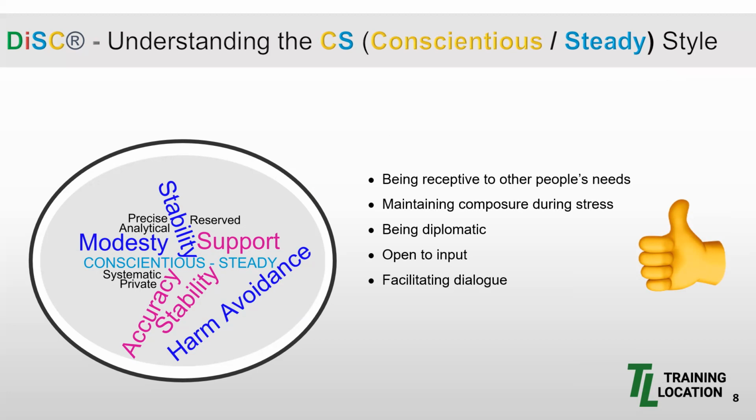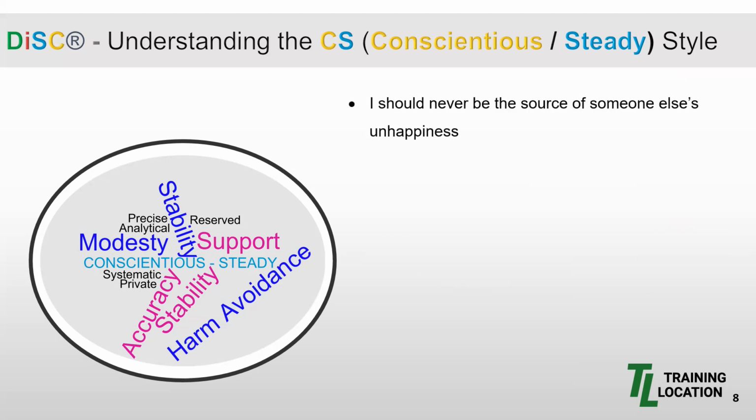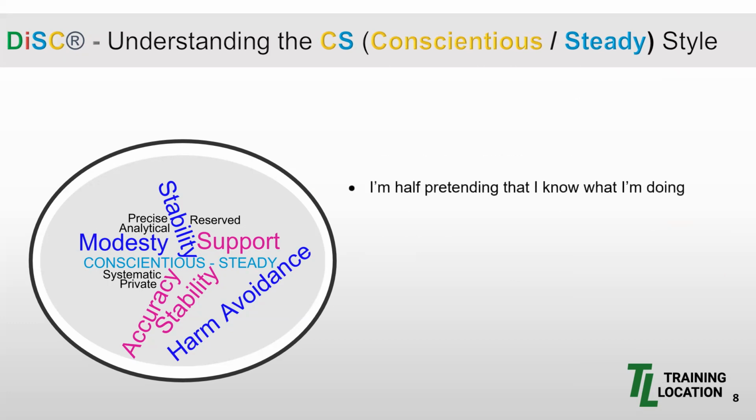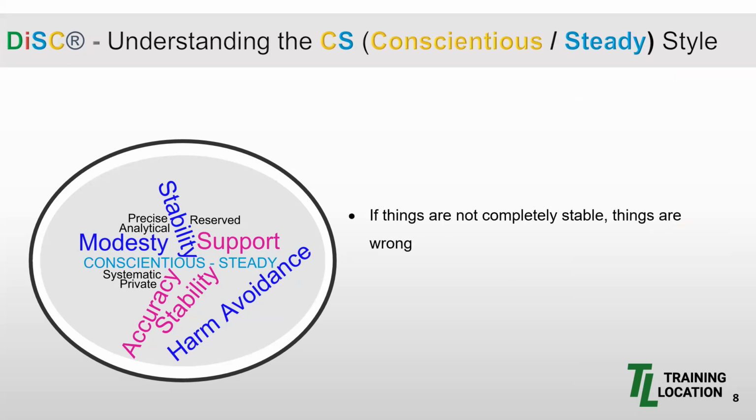Now, just consider some of the assumptions operating within people who have the CS style. If you're CS, see which one of these fit for you. I should never be the source of someone else's unhappiness. I must maintain my credibility. I'm only half pretending that I know what I'm doing. And if things aren't completely stable, things are wrong.